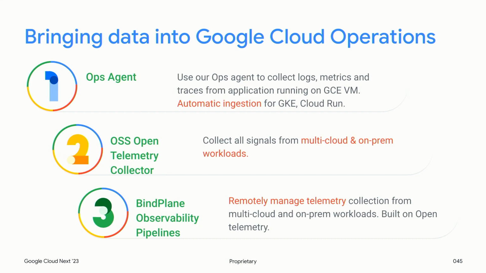Number two and number three would help you if you want to collect signals from your multi-cloud or on-prem environment. Number two is our OpenTelemetry collector. We support that and we enable you to use an OpenTelemetry collector. Number three is Bindplane observability. This is our third-party vendor and they can help you remotely manage all your configurations.